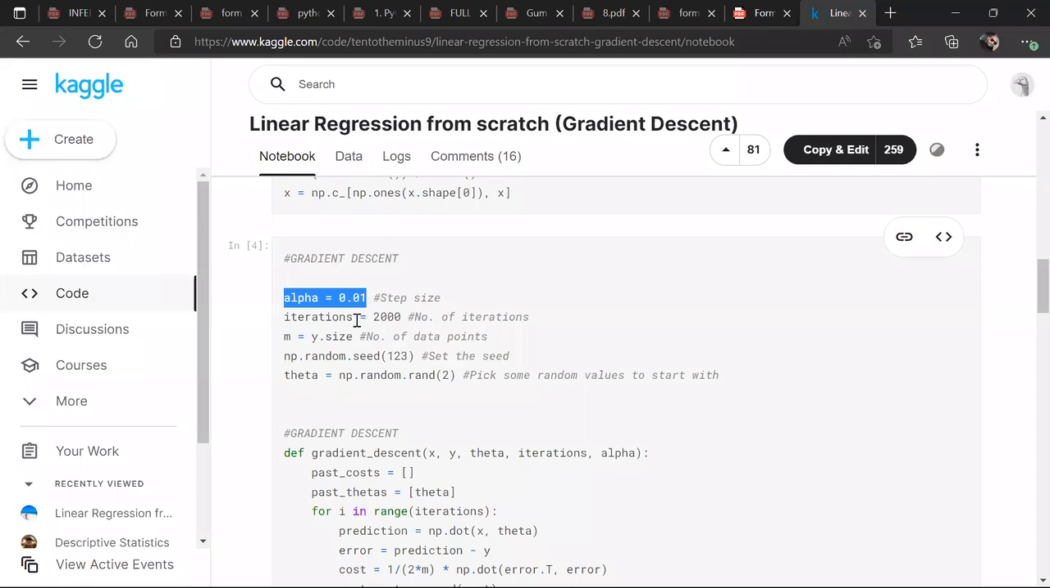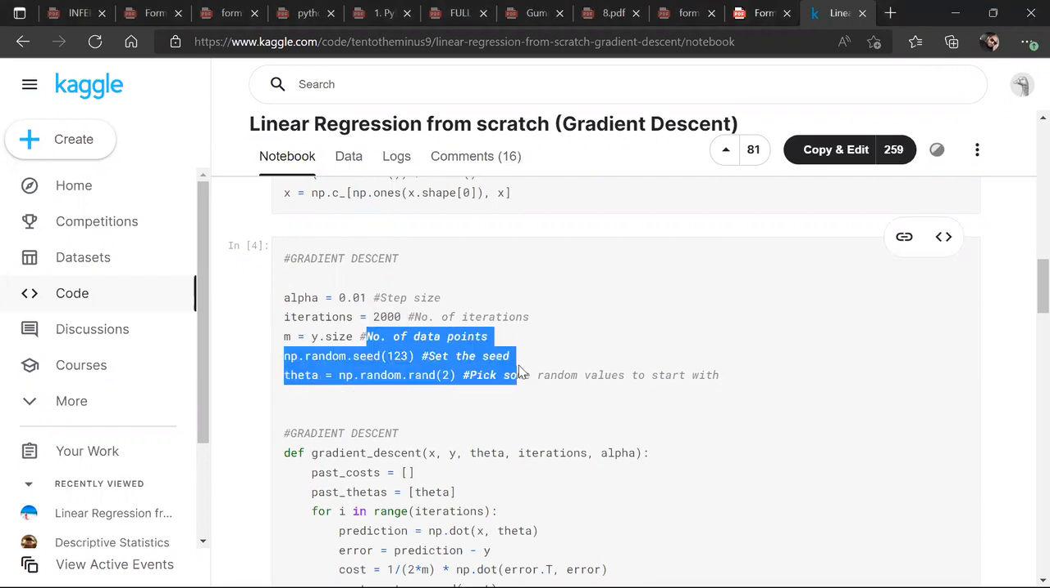See this, guys, in this code, alpha equal to 0.01. What is meant by alpha? Learning rate. Did I mention step size here? Yes, guys. Iterations, 2000 iterations. Why? Because if I make more iterations, there is no chance to skip the minima, isn't it? You can try m equal to y.size, y equal to mx plus c, then m equal to y.size, the number of data points. What is m? Now np.random.seed function sets the seed. I told you, to keep a constant value when you talk about randoms. Theta, pick some random values to start with.